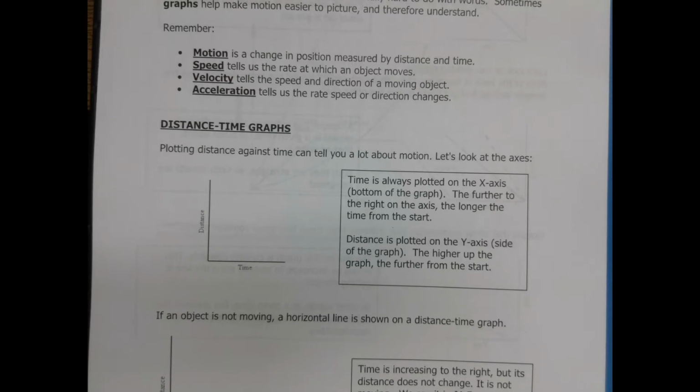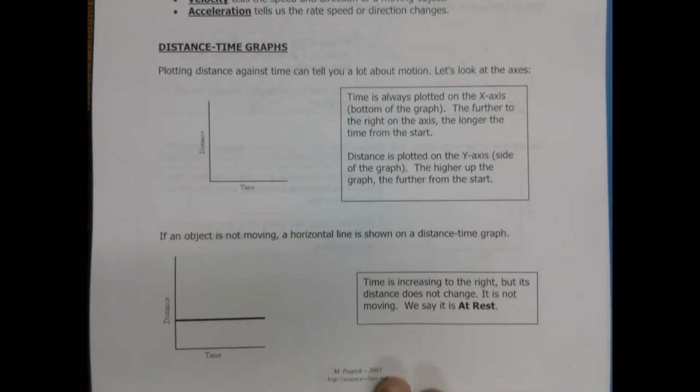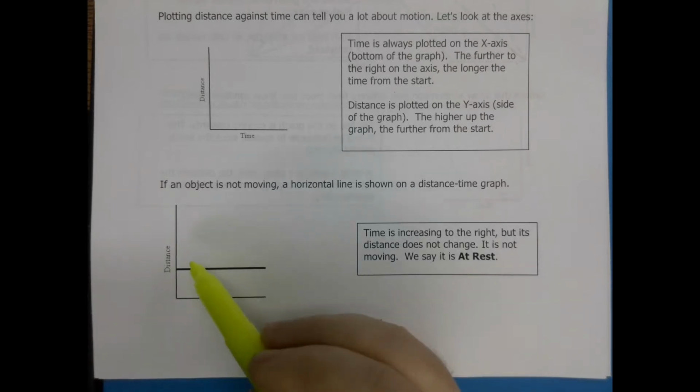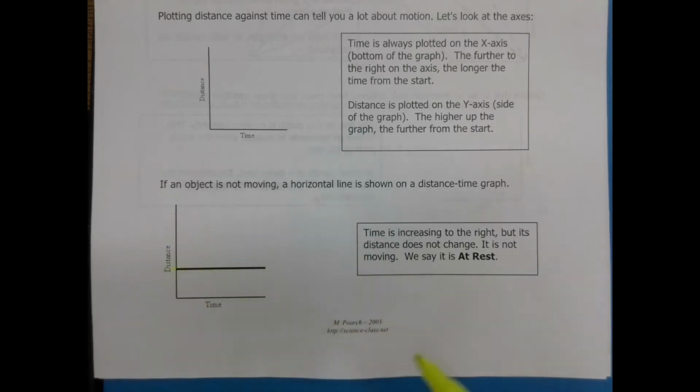So if an object is not moving, a horizontal line is shown on the distance time graph. The time is increasing to the right, but its distance does not change. If it's not moving, we say it's at rest. So it's staying at the same distance. We say it's at rest and not moving. Its distance is not changing.